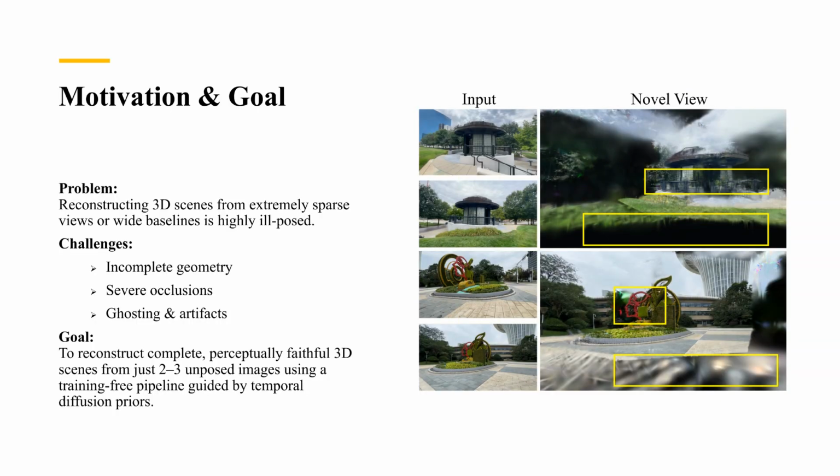Reconstructing 3D scenes from just a few unposed views, especially in extremely sparse or wide baseline settings, is a highly ill-posed problem. The main challenges include incomplete geometry, occlusions, and ghosting artifacts caused by naive interpolation. Our goal is to overcome these issues using a training-free pipeline that reconstructs complete, perceptually realistic scenes from only 2 or 3 input images. This is achieved through temporal diffusion priors, which guide the hallucination and refinement of missing regions.